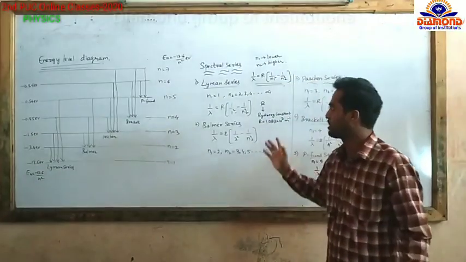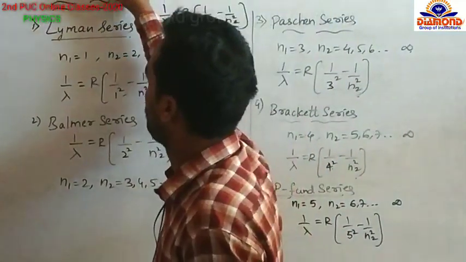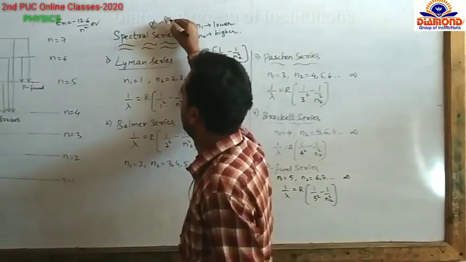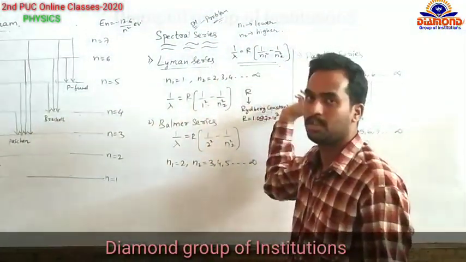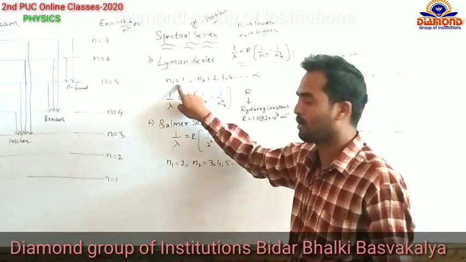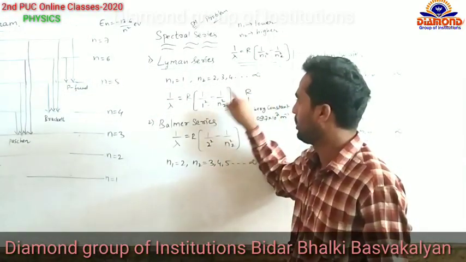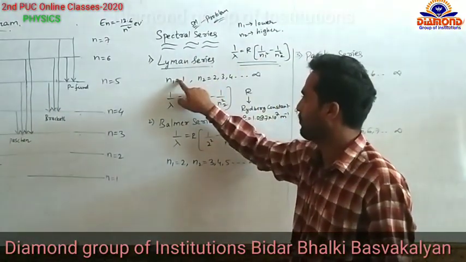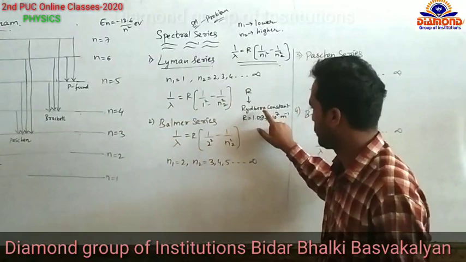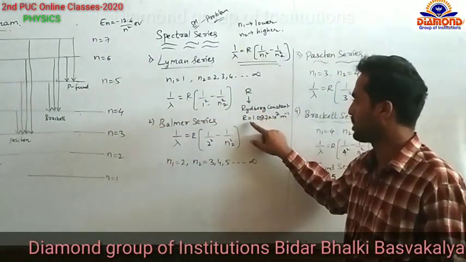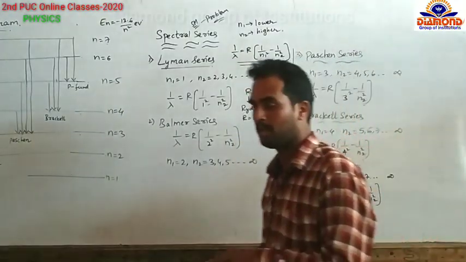Now see the spectral series expression. Based on this formula, you can expect a compulsory 5 mark problem in the annual examination on any one of these series. See the Lyman series: n1 equal to 1, n2 is 2, 3, 4 up to infinity. So in place of n1, the fixed value, we can write 1 square as it is. What does that R indicate? Rydberg constant. Rydberg constant means R equal to 1.097 into 10 power 7. That is a constant value you can replace there.